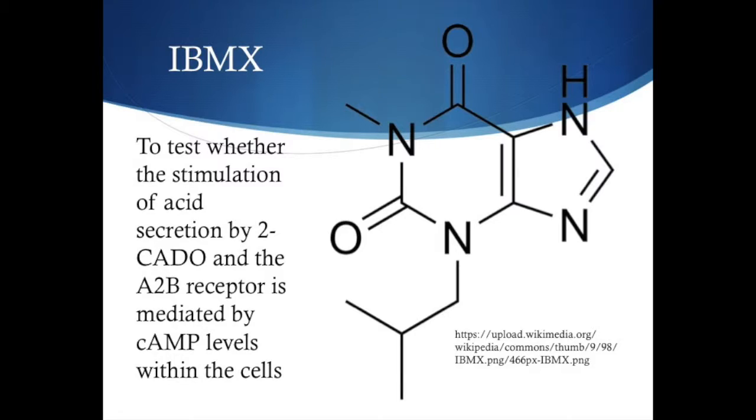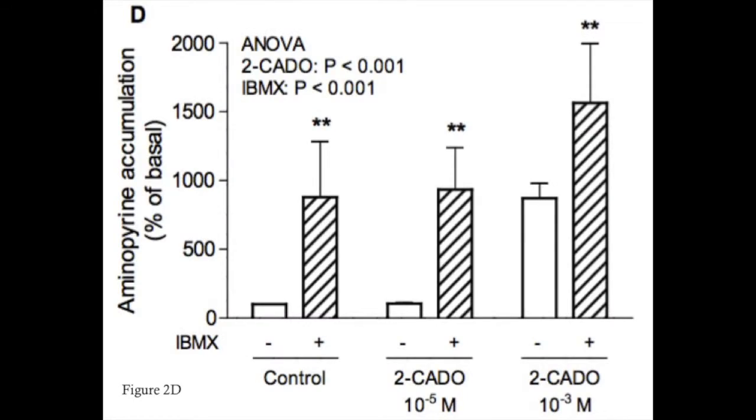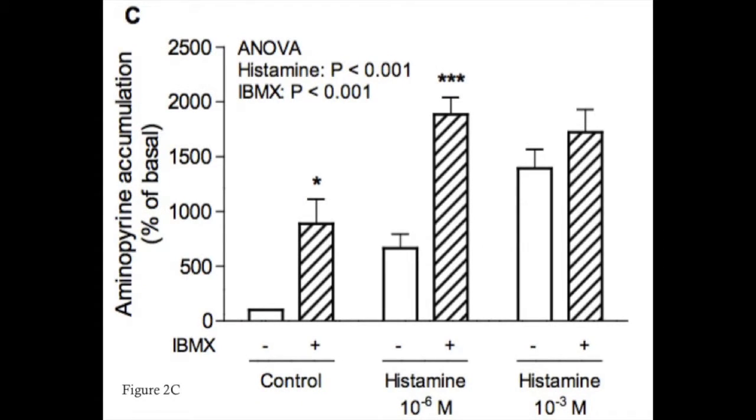This means that with the A2B receptor activation by the 2-CADO, we should see amplified effects in the AP accumulation as the cyclic AMP will continue to activate protein kinase A to phosphorylate the target effector proteins. As seen in Figure 2d, the addition of IBMX substantially increased the AP accumulation in response to 2-CADO. A similar effect was seen in Figure 2c as the addition of IBMX substantially increased the AP accumulation when histamine was used as a ligand for the histamine receptor.